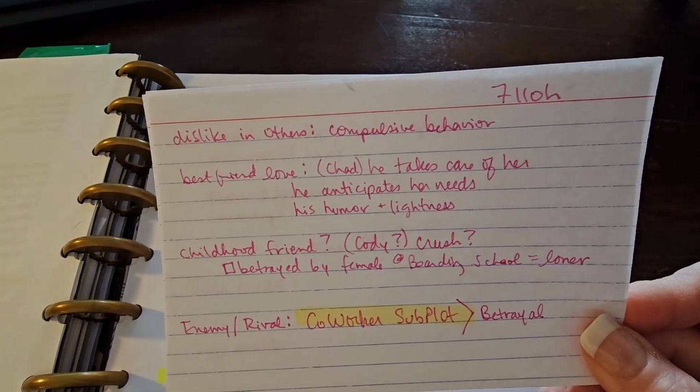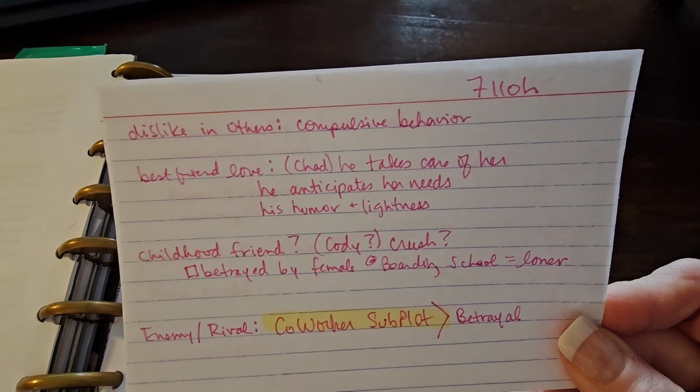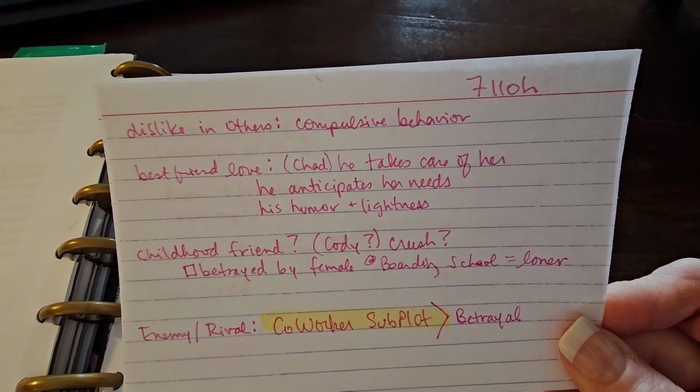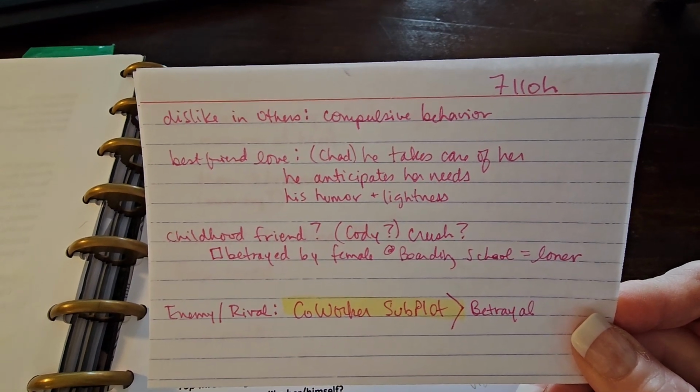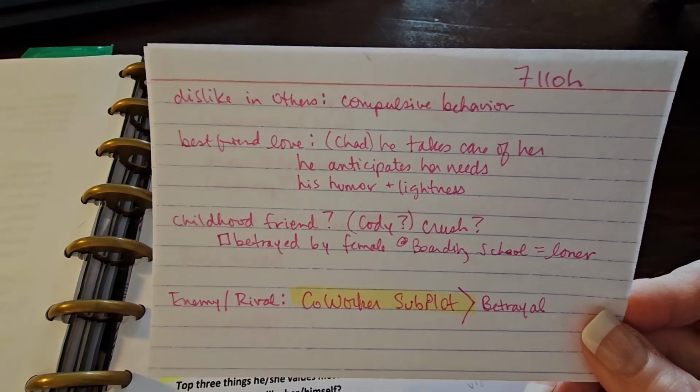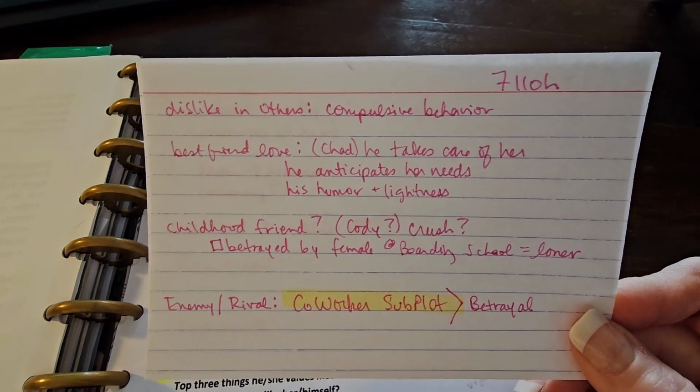What about her best friend? What does she love about him? We know her best friend is Chad. Well, he takes care of her. He anticipates her needs. His humor and his lightness. He definitely brings some whimsy to her days. So those are things that she finds important.